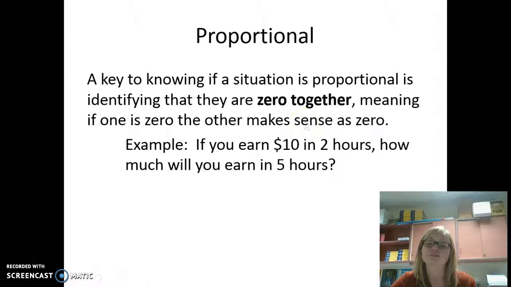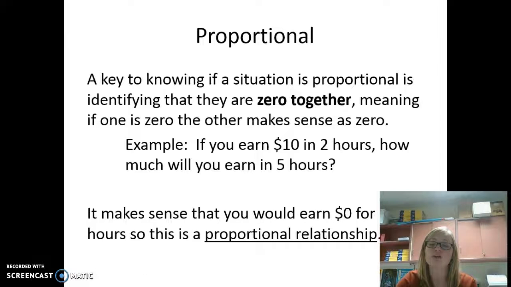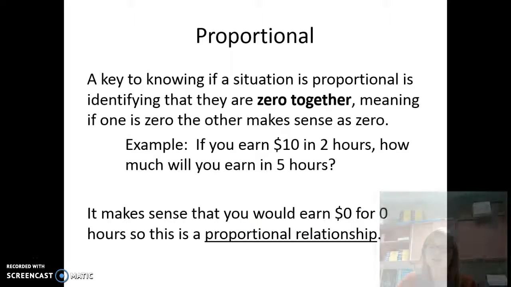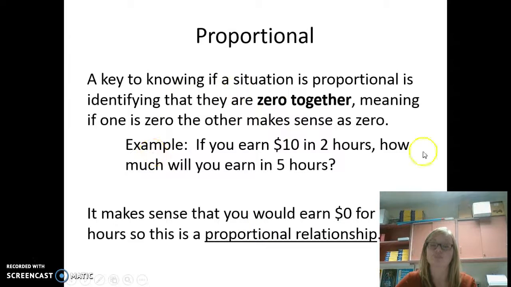So here's an example. If you earn $10 in 2 hours, how much will you earn in 5 hours? Well, in order to test for 0, 0, you have to think, if you earn $0 for 0 hours, does that make sense? For example, if you work for 0 hours, are you earning any money? No, you're not. So that means 0, 0 does make sense, and it means this situation is proportional.